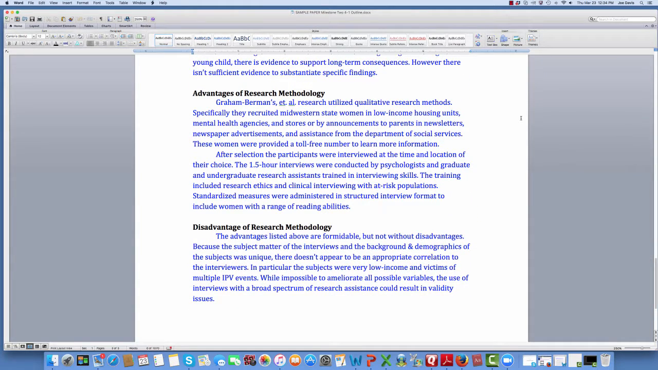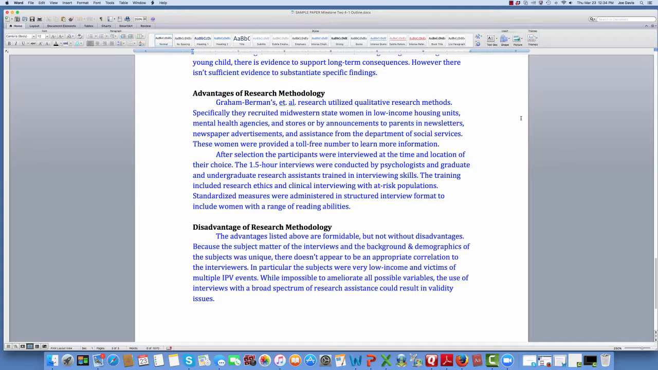Graham Berman research utilized qualitative research methods. Specifically, they recruited Midwestern state women in low-income housing units, mental health agencies, and stores, or by announcements to parents in newsletters, newspaper ads, and assistance from the Department of Social Services. These women were provided a toll-free number to learn more information.